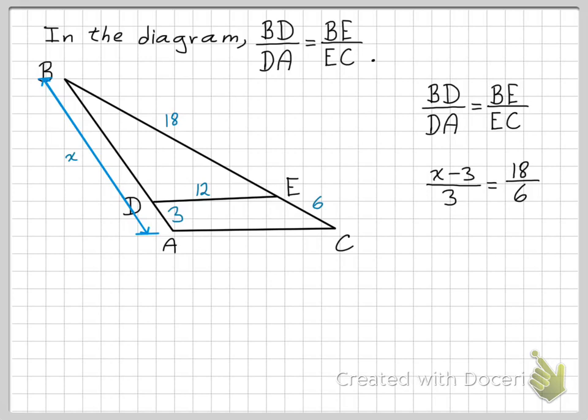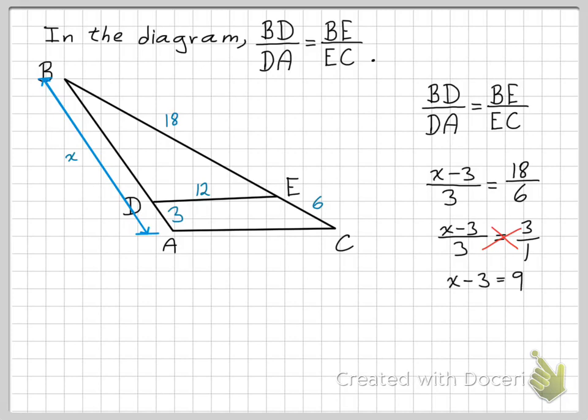I can go ahead and cross multiply if I want to, but I'm noticing that 18 divided by 6 is 3, or 3 over 1. So I'm going to reduce that ratio right now and get x minus 3 over 3 is equal to 3 over 1. And then at this point I can cross multiply. You don't have to do that step, but I noticed that 18 over 6 is the same as 3 over 1, so I thought I would reduce that. You can cross multiply at this point if you want to, and you'll still get the same answer. I just thought it might be easier to work with simpler numbers.